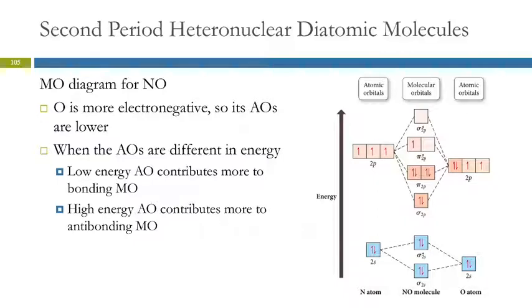Okay, heteronuclear diatomic molecules. So these are 2 different elements making a bond. Things get a little more complicated here. One of the things that's different is that the energy of the atomic orbitals is not the same. So here we have one of my favorite molecules.